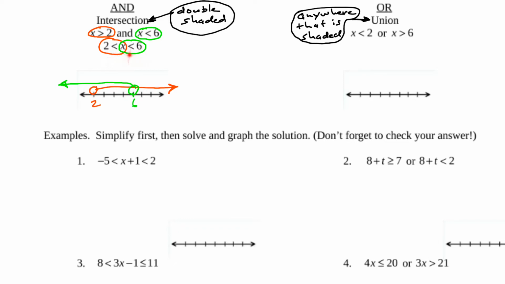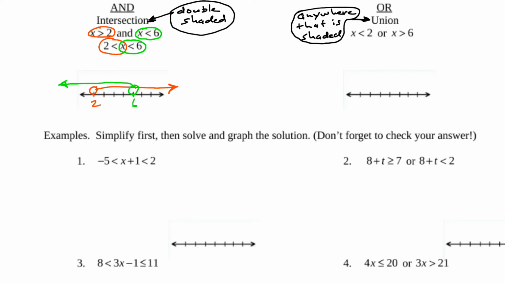So this statement right here, 2 is less than x is less than 6, that's a between statement. The double shaded part here, the intersection, is all the numbers in between 2 and 6, not including 2 and 6 because of the open circle.